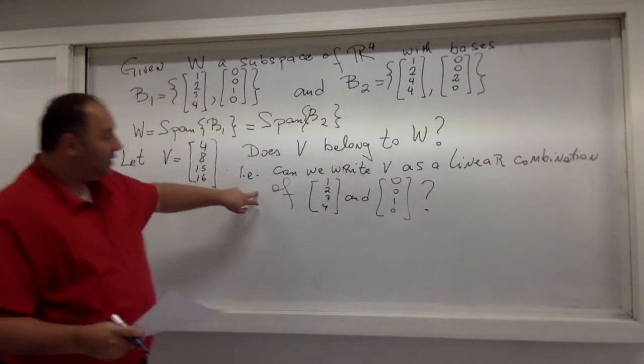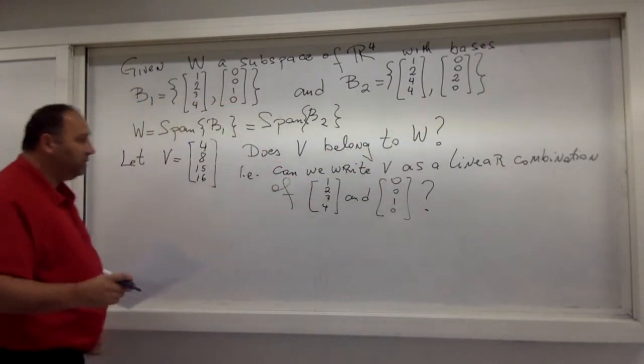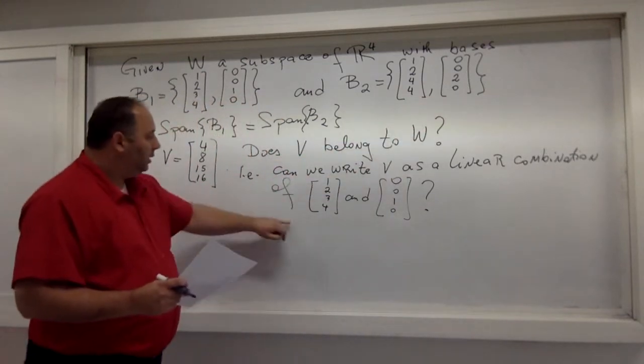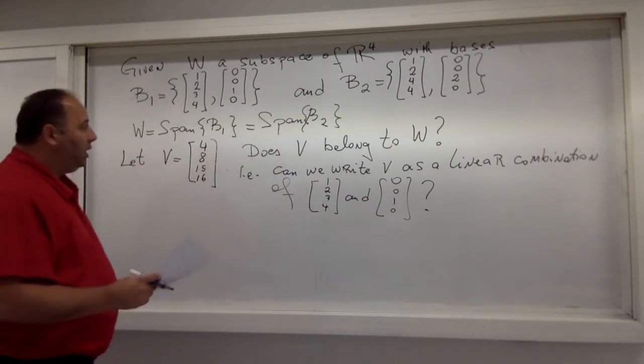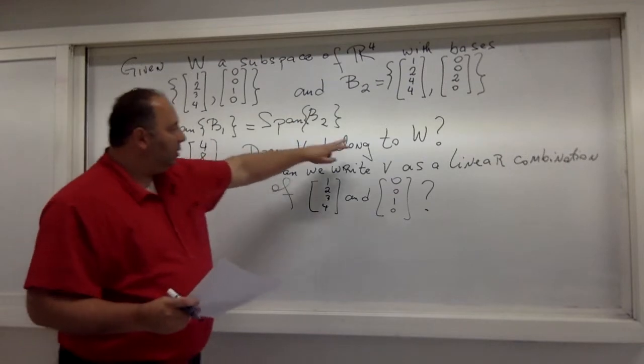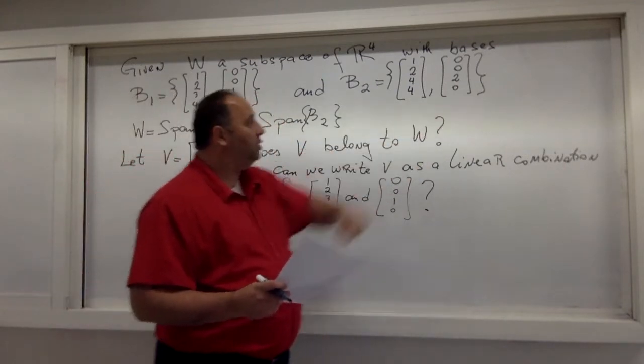Well, you could also ask the same question with these two vectors. Why? Because this is another basis for the same space. So actually, it's the same question, and the answer will be the same. If V belongs to W, then it's a linear combination of these two guys, and also it must be a linear combination of these two guys.